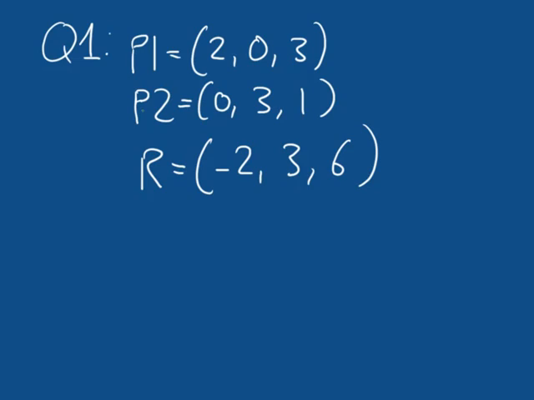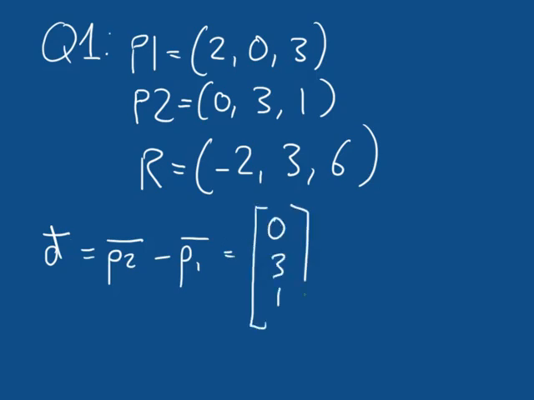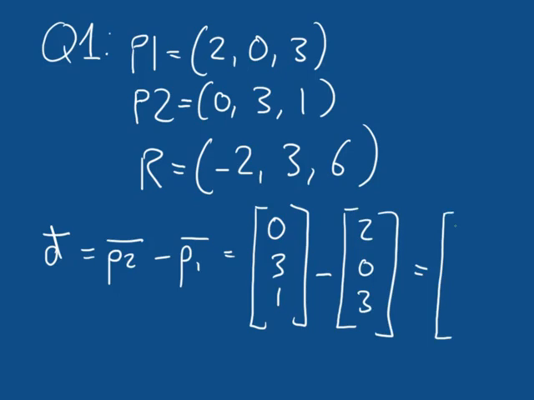Now, the first thing I'm going to do is calculate a vector d. Notice this is d and not d hat. So this is not the unit vector d, this is just the vector d. And I'm going to calculate that as the vector that travels from P1 to P2. So d is going to be equal to P2 minus P1, the position vectors that represent these points. That's going to give me P2 is 0, 3, 1, minus P1 is 2, 0, 3. So the vector d is equal to 0 minus 2 is minus 2, 3 minus 0 is 3, and 1 minus 3 is minus 2.